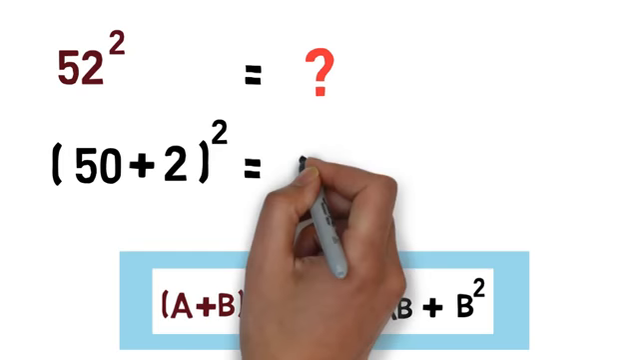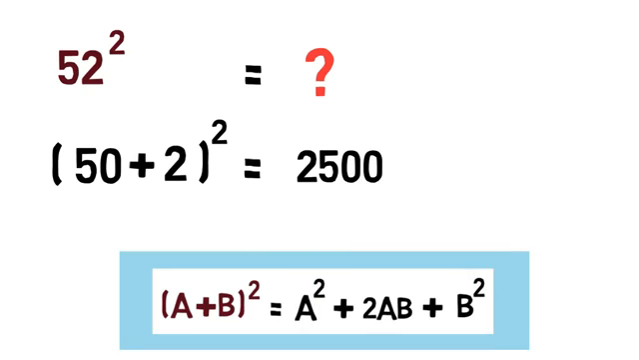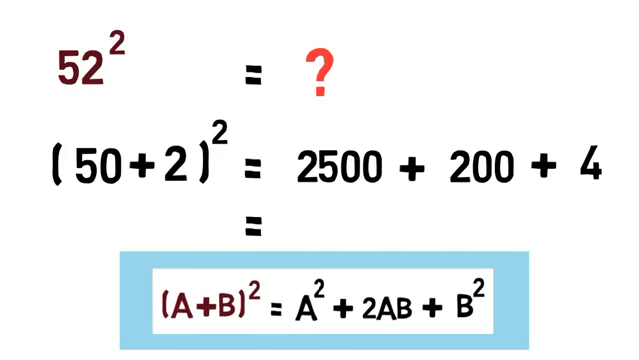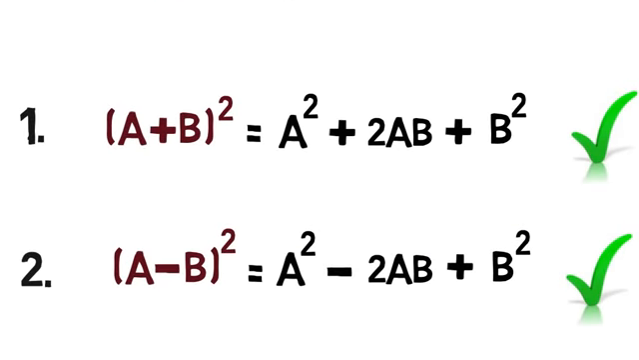So simply we'll take the square of A, that means 50 square, which is 2500, and 2 into A into B. So 2 into 50 into 2, which is equal to 200. And at the end, B square, which means 2 square. 2 square is 4. Now simply add all this, 2500 plus 200 plus 4. It's 2704. That's it, my dear friends. This is as simple as this.